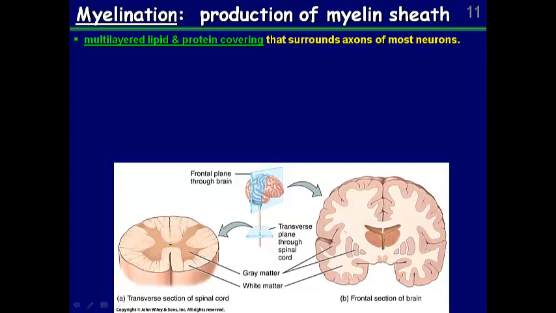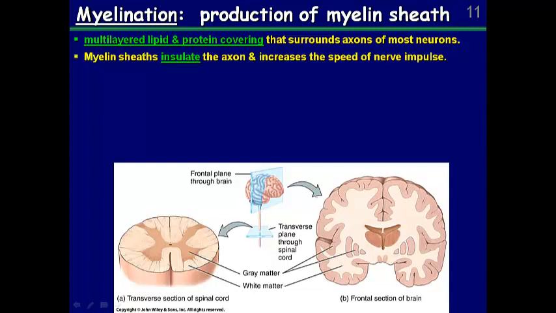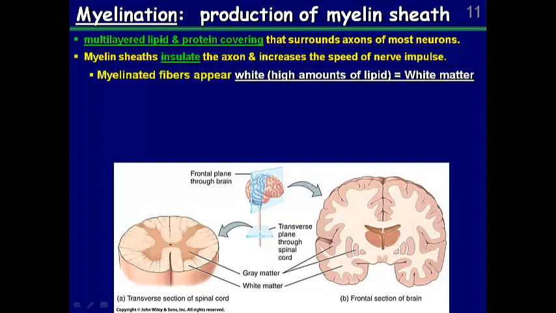So myelination is the production of myelin sheaths. This occurs during fetal development and child development, and it's going to allow an adult to be more coordinated than children. If we were to assess the nervous system in an infant or a child, it wouldn't be functioning as fast as an adult, and this is largely because the myelin is still developing. So myelin insulates the axon and increases the speed of nerve impulses.